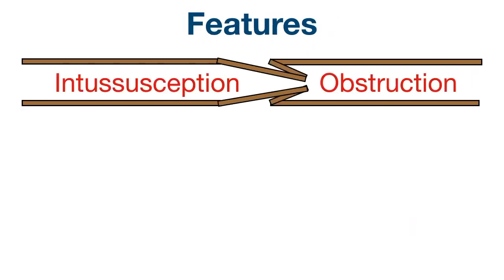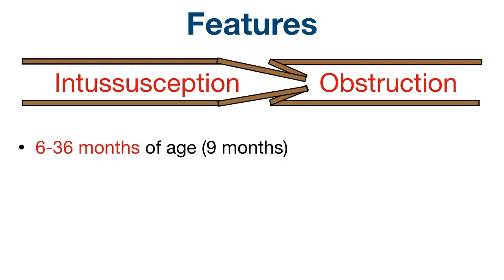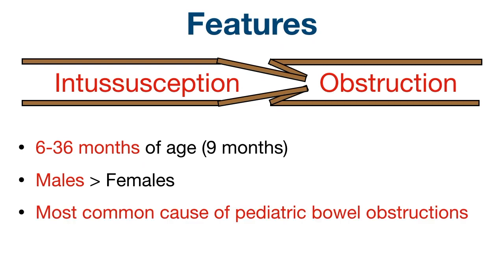Let's go over some of the main features of intussusception. The majority of cases occur between 6 and 36 months of age. More than half of cases occur at less than 12 months, with a median age of about 9 months. Intussusception can also affect younger or older patients and even adults, however this is less common. Intussusception is more common in males than females, and it's the most common cause of bowel obstruction in pediatric patients.